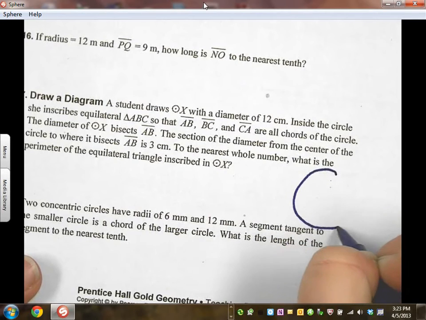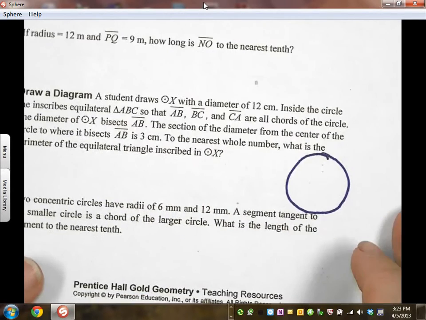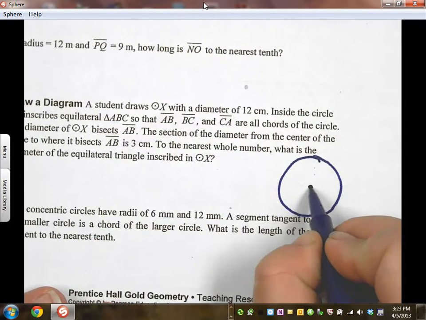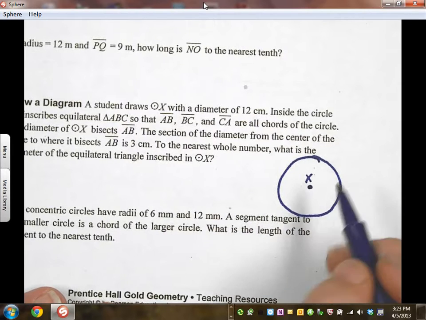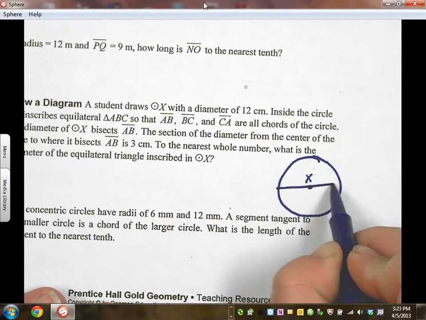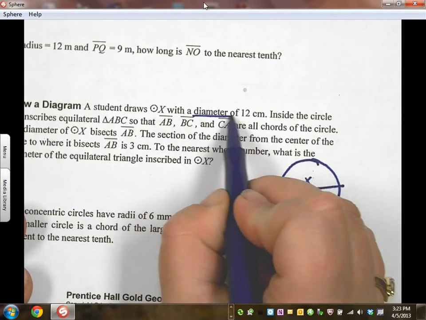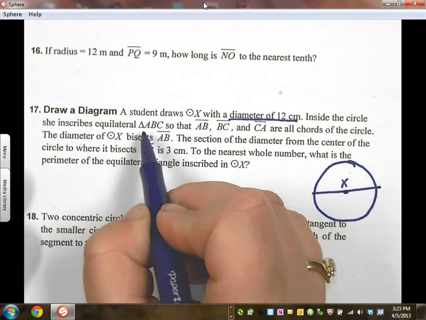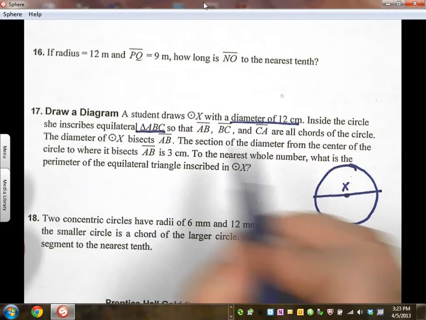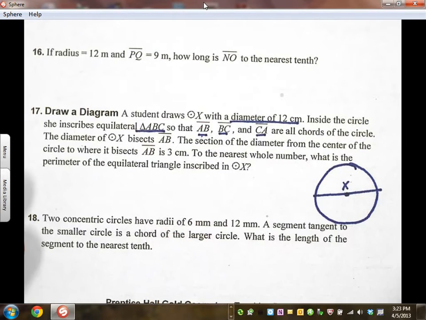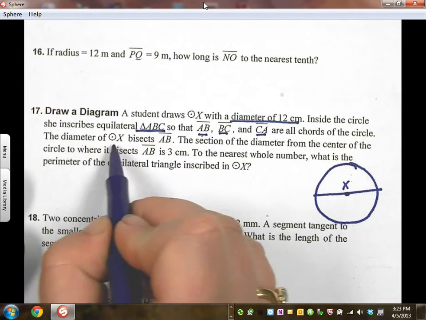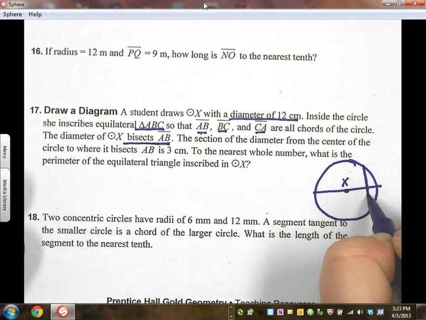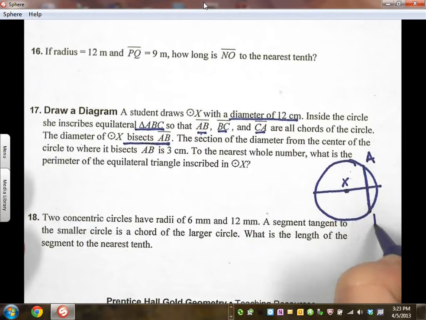Here's a circle. Now, I am not the world's best circle drawer. And I know that this circle is called circle X. And I know that I'm going to draw diameter. And it says the diameter is 12 centimeters. Inside the circle, she inscribes equilateral triangle ABC. So that AB, BC, and CA are all chords of the circle, and the diameter bisects AB. So I want to draw a line that's being bisected, and we're going to call that line AB.